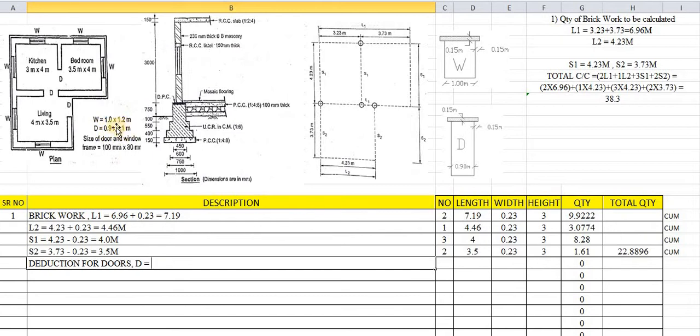What about the height opening? That is 2.1 for the door. So in the third direction, the Z direction, the height of this door is 2.1. We will first deduct the lengthwise direction. Here we are providing the brickwork, so this quantity of brickwork is to be deducted, that is 0.9.